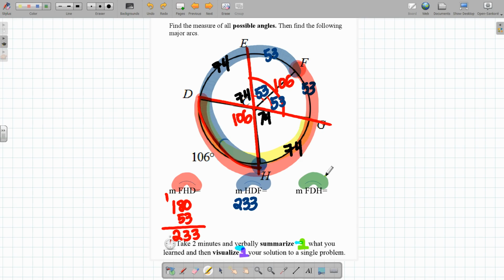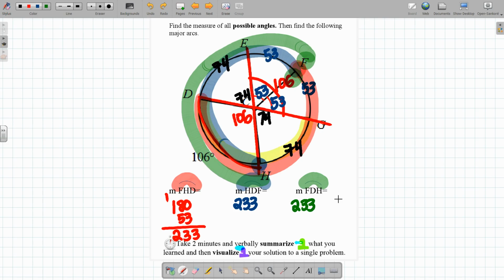This one, FDH. So we start at F. We go through D all the way to H. You see we have that 180 again, plus the 53. Looky there, it's the same thing. Check your work, folks. I should see red markings and red pen. If you're correct, I expect stars and smileys.